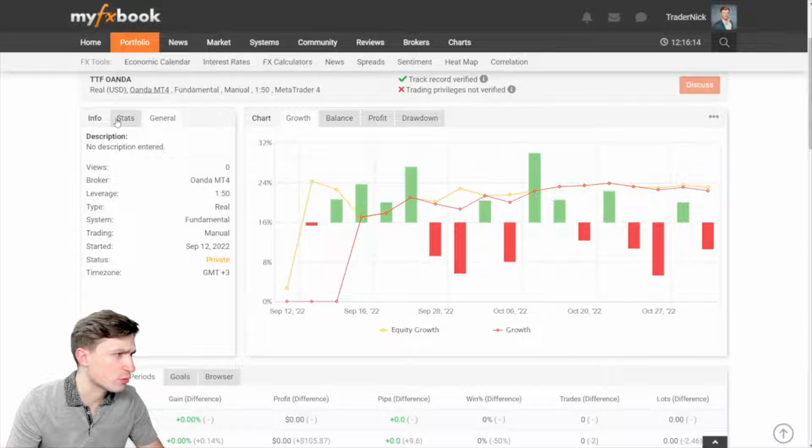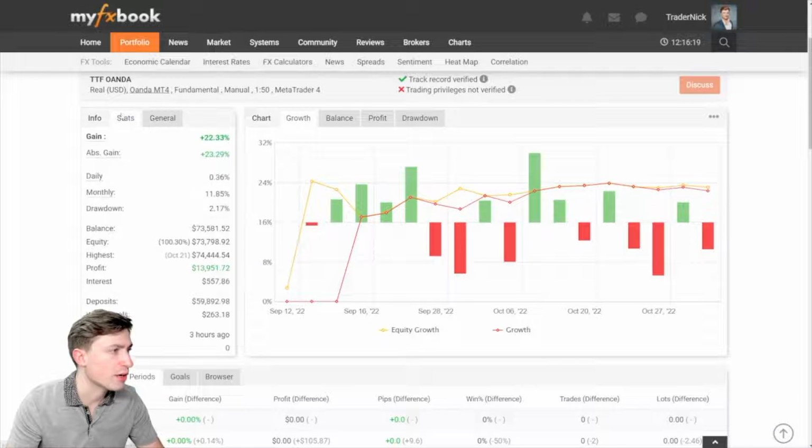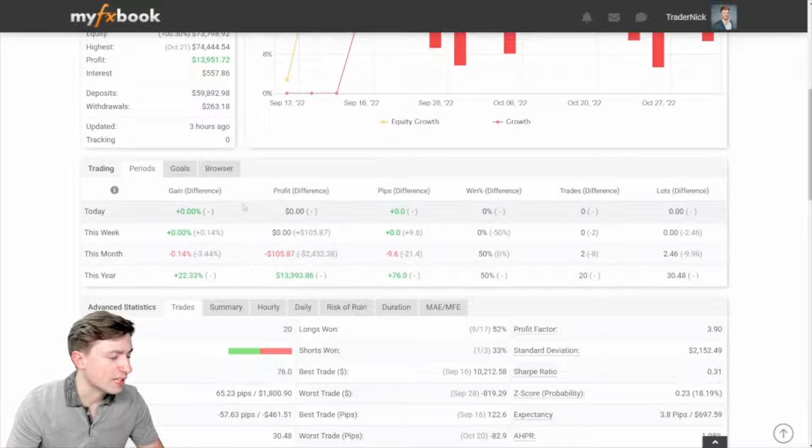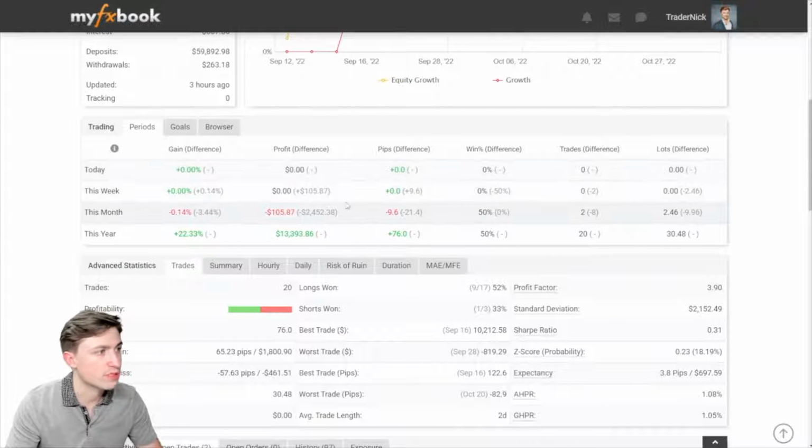It shows you can go to the general and view the account. I'm using a 50-to-1 leverage here. And then if I scroll down on this screen, I can basically just get all these different stats.